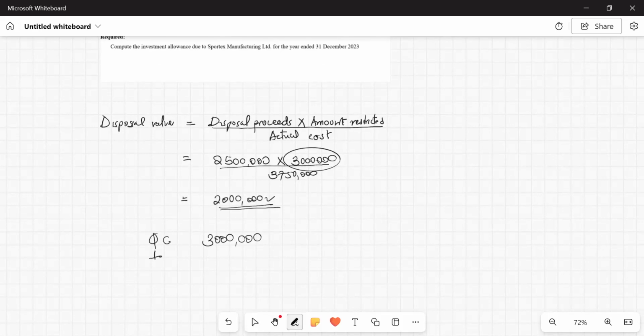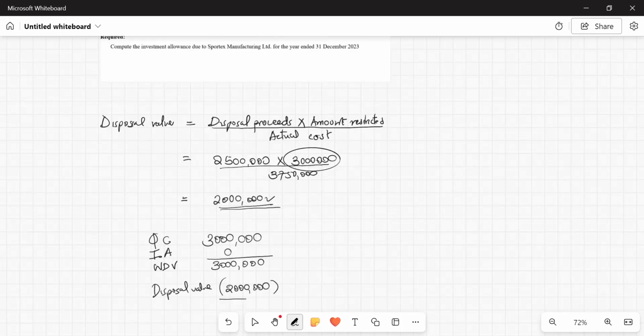Investment allowance, which has been deducted up to now, is zero. So what is the written down value? Written down value is the residue. The residue is equal to 3 million. That is the residue remaining up to now. The residue is 3 million, but the vehicle has been disposed of in exchange for 2 million. Disposal value is 2 million.